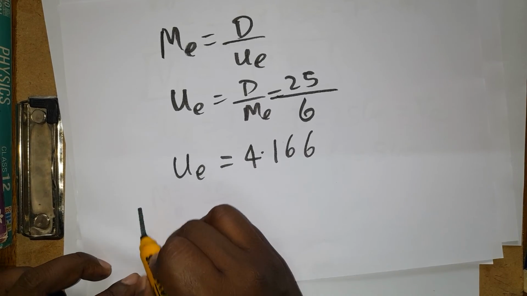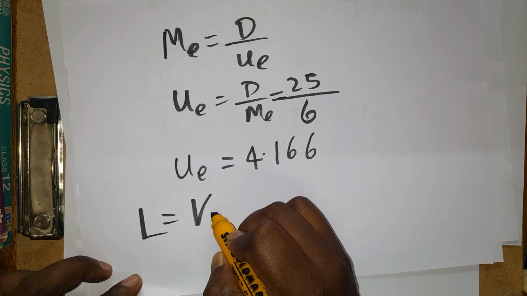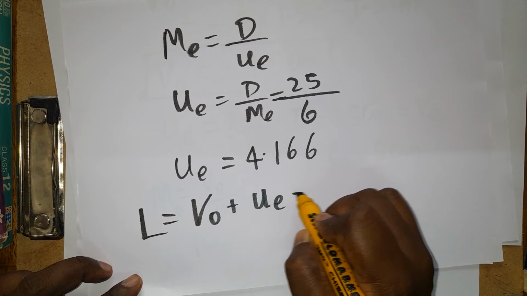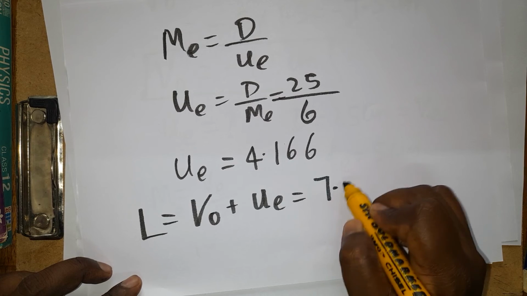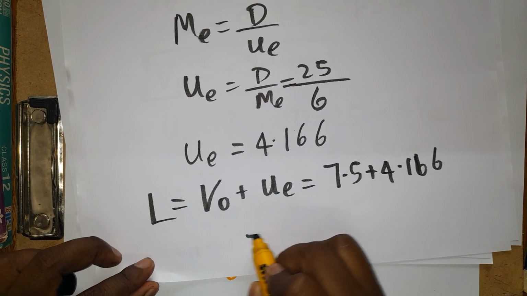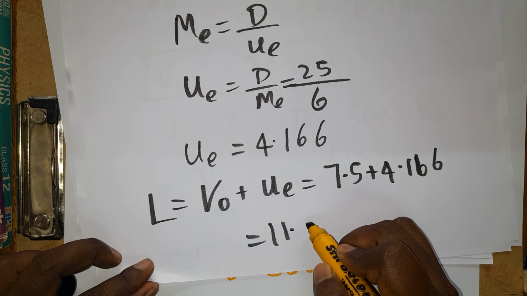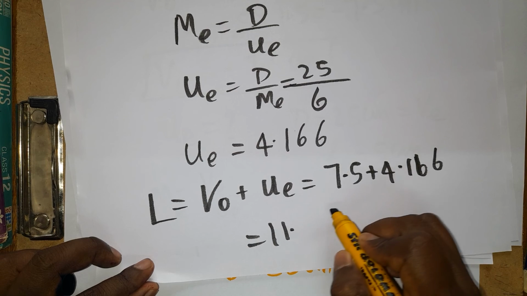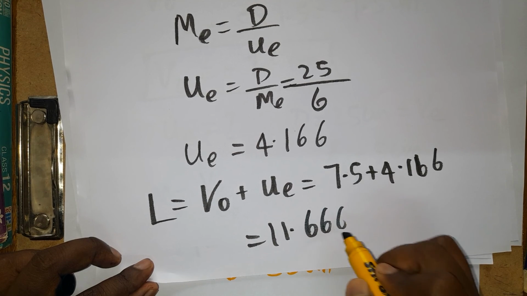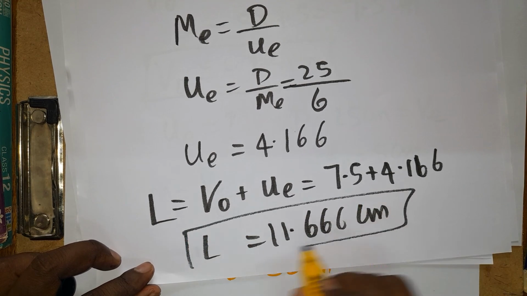The total length of the compound microscope is called VO plus UE. VO already I got 7.5, UE I got as 4.166. Totally I will get 11.666 centimeter. This much is going to be called the length of the telescope or microscope.